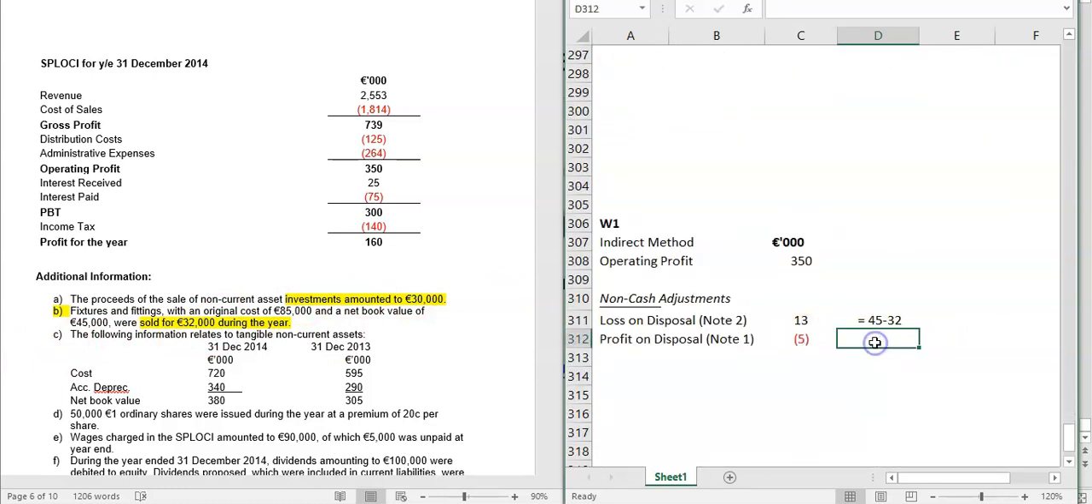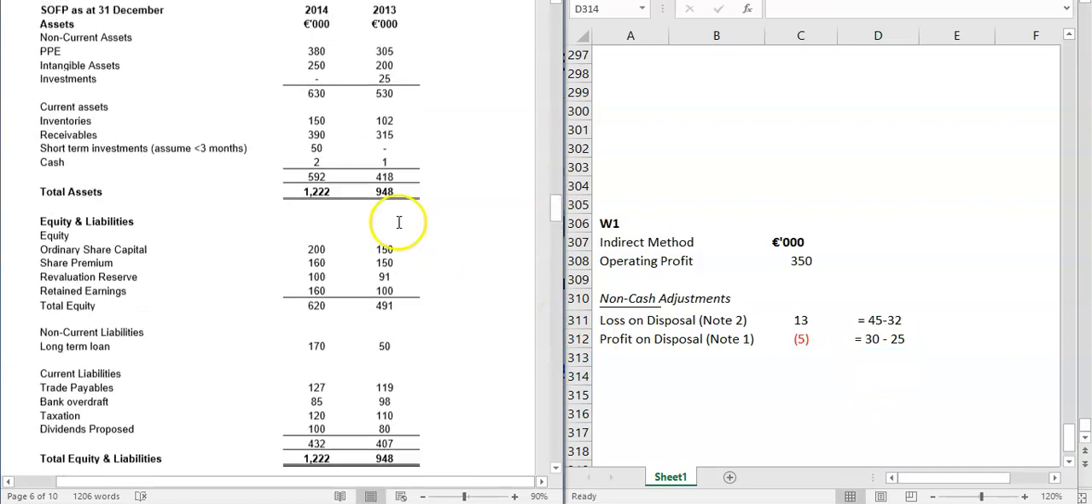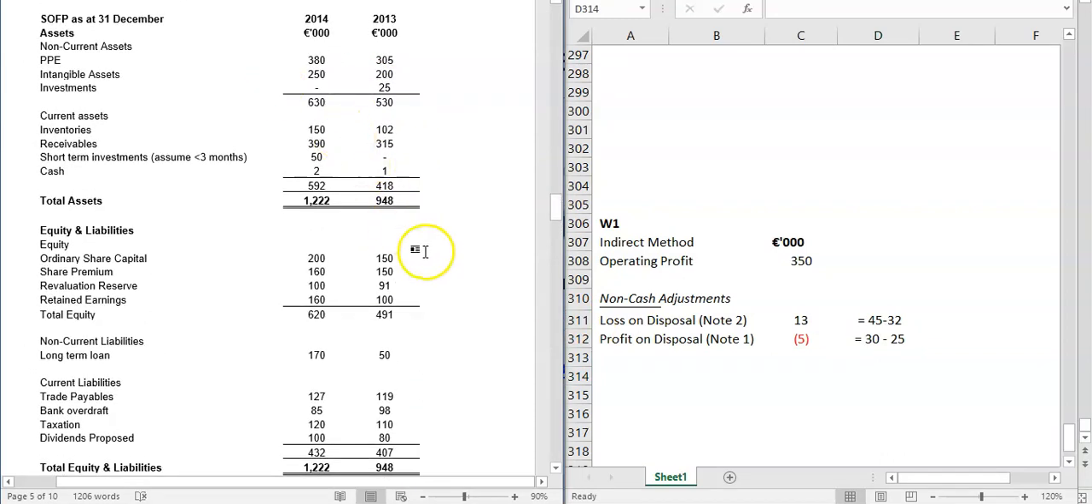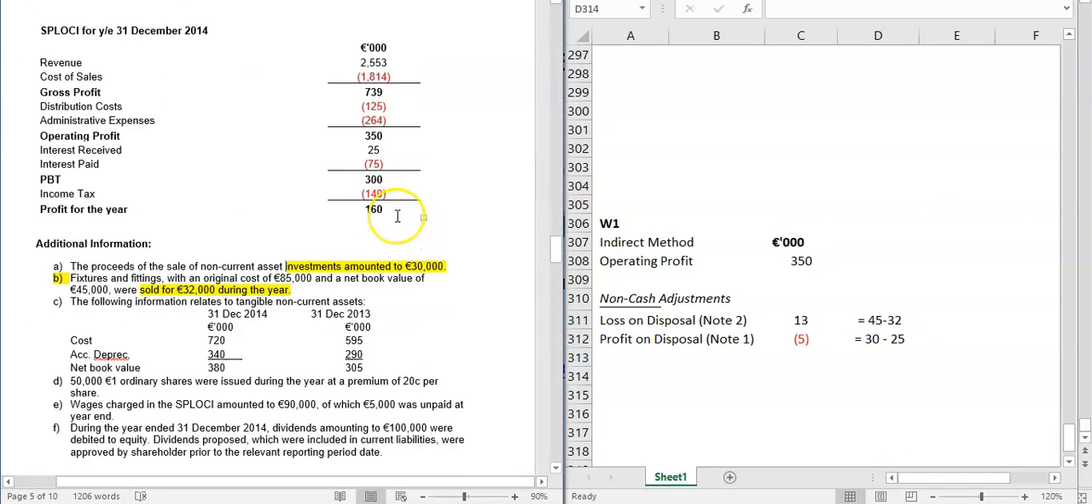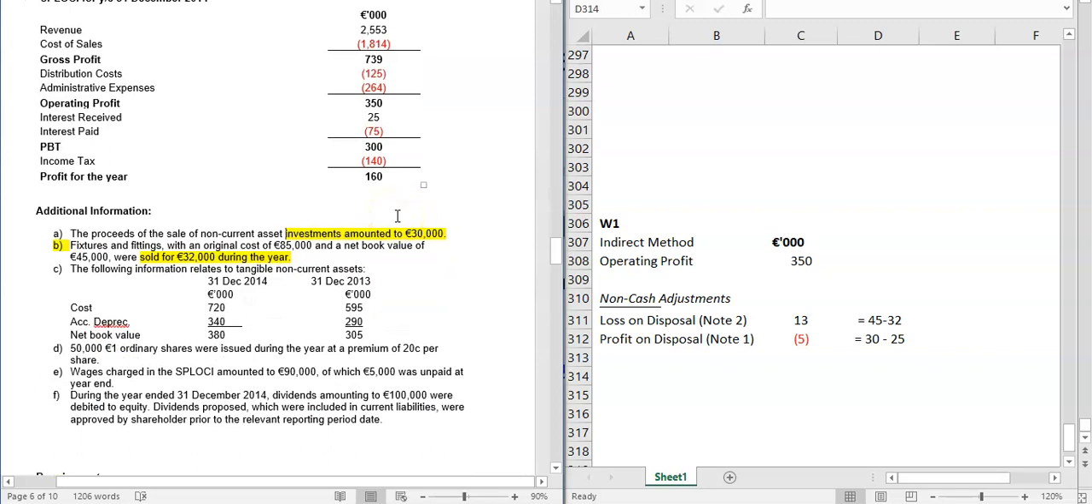The 5,000 here, that profit on disposal is 30 minus the 25. You sold the investments for 30 this year. They were actually in the accounts last year at 25. So you must have recognized the profit on disposal when recognizing that disposal. So again, that's tricky enough as you're going through.